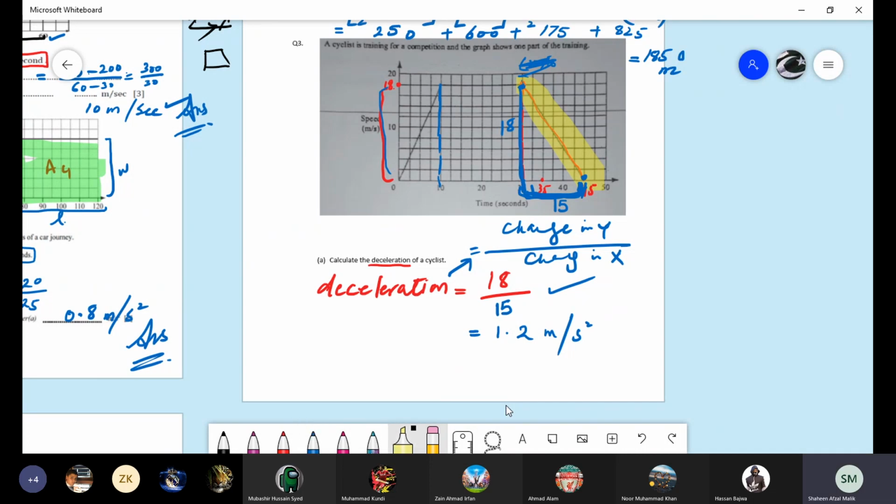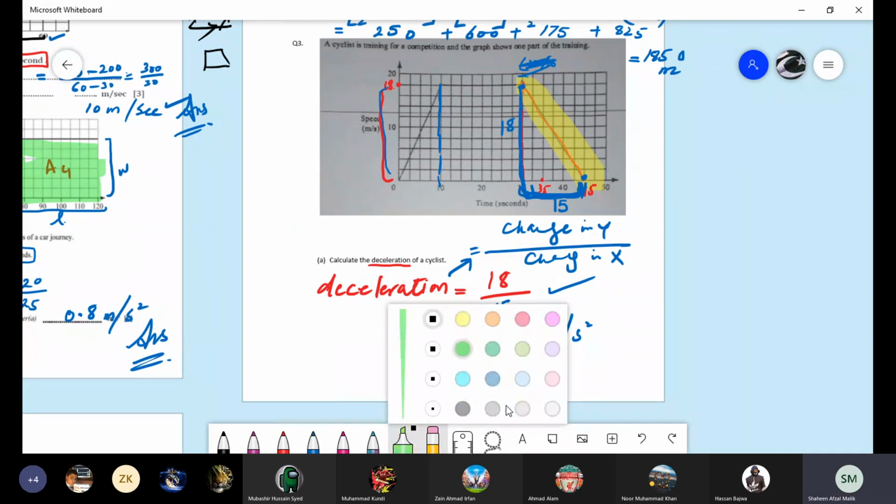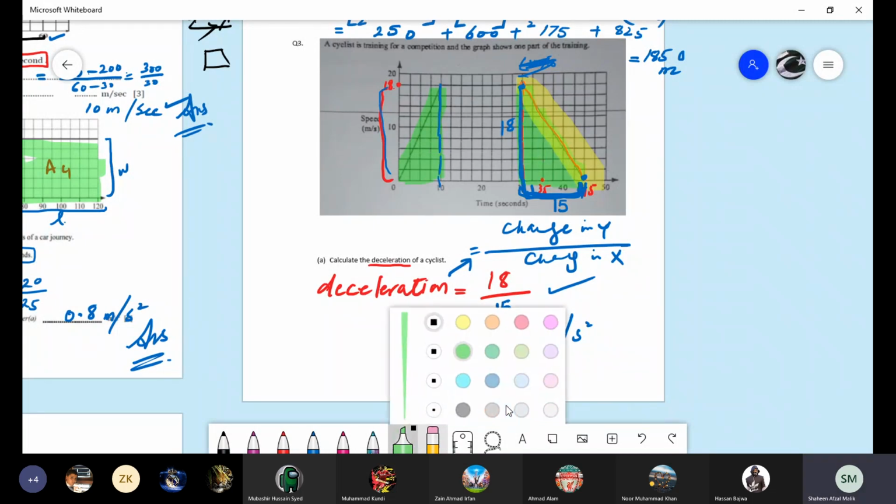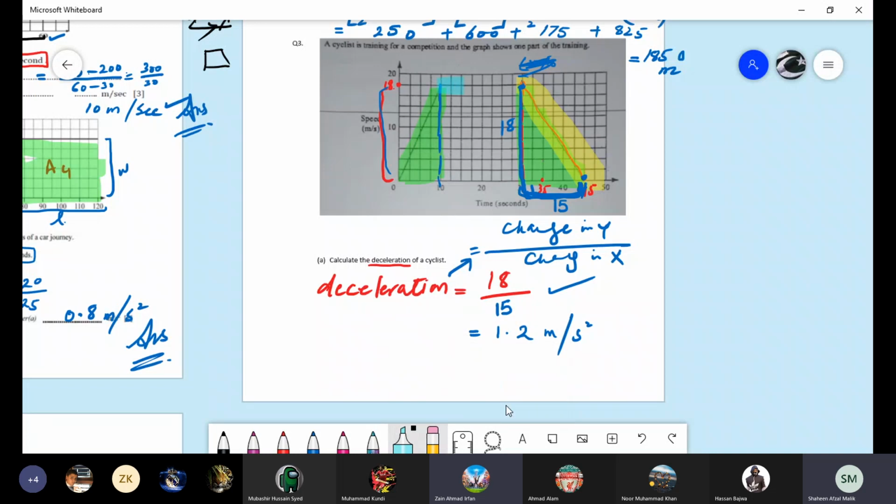Yes, boys? How many figures are there? Look at the triangle. This is one triangle. This is the second triangle. And in between is which figure? Rectangle. Can you find out the area? Yes, ma'am. A1, A2, A3.